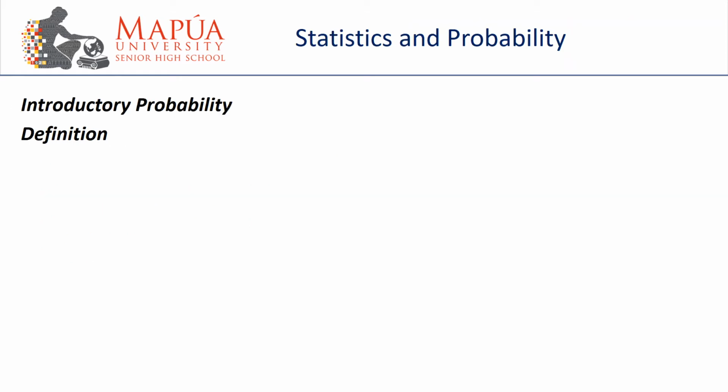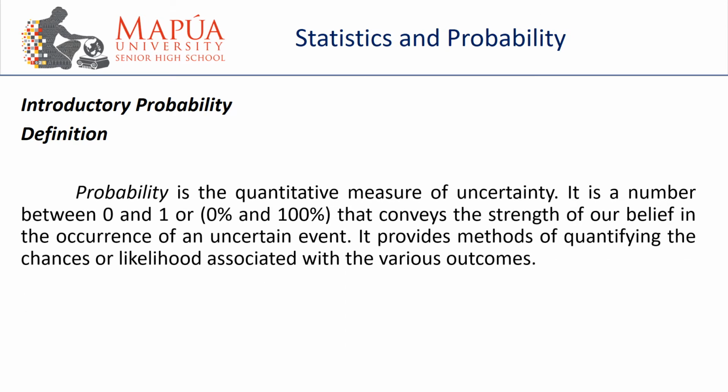We are going to begin with defining probability. What is probability? Probability is the quantitative measure of uncertainty. It is a number between 0 and 1, or 0% and 100%, that conveys the strength of our belief in the occurrence of an uncertain event. It provides methods of quantifying the chances or likelihood associated with the various outcomes.